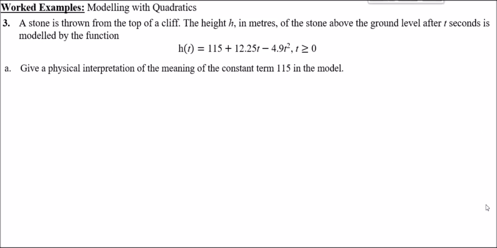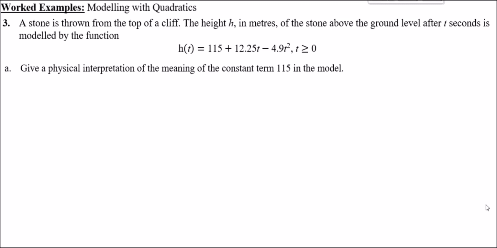To finish off with, there's one final worked example, which is about a stone being thrown from the top of a cliff. We're told that the height, h, in meters of the stone above the ground level after t seconds is modelled by the function h of t is 115 plus 12.25t minus 4.9t squared, where t is greater than or equal to 0.